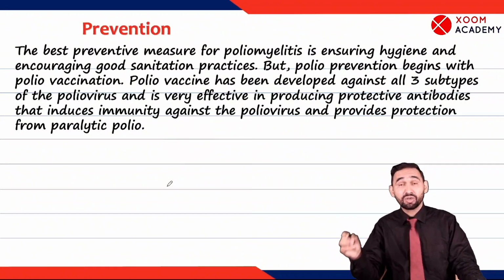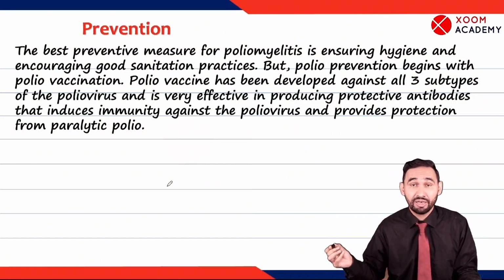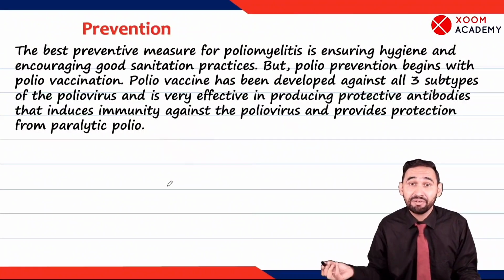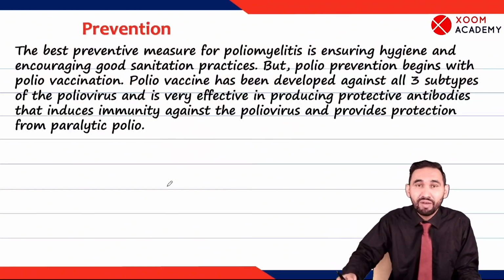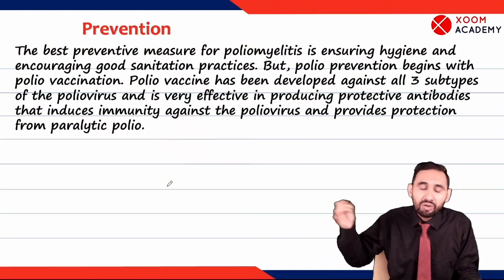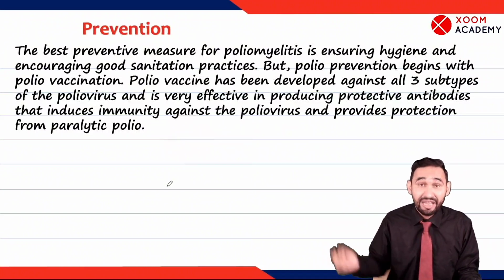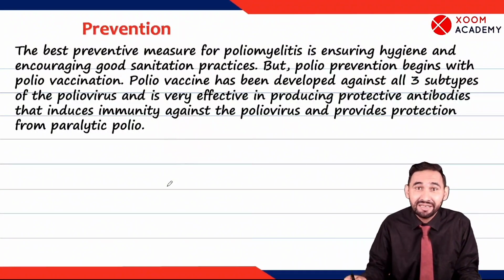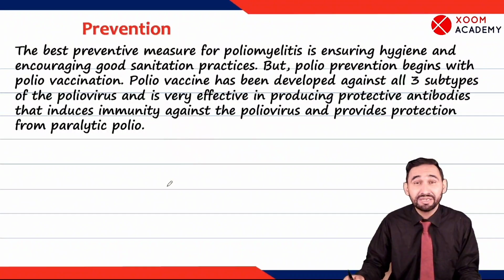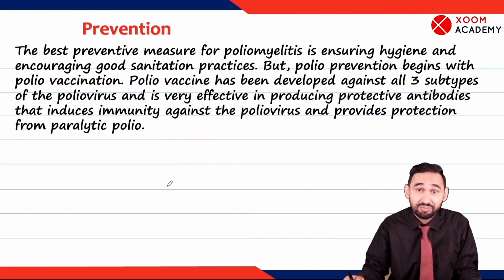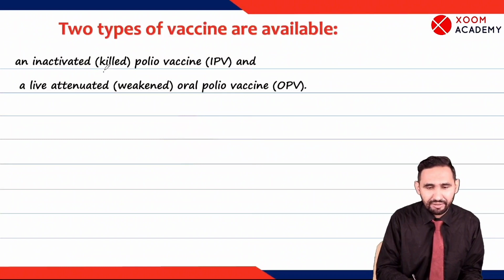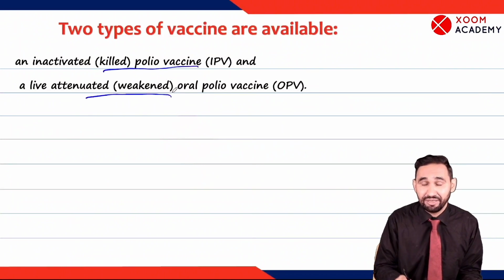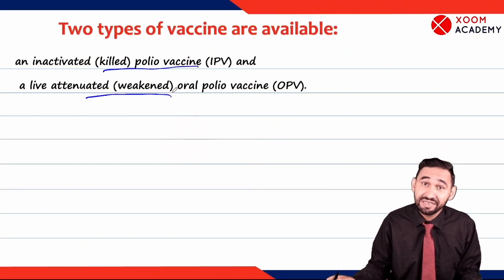But the best way to control polio is prevention. We can prevent polio by vaccination. Two types of vaccines are available: activated polio vaccine and inactivated polio vaccine. Both are given simultaneously nowadays. In Pakistan, both vaccines are added in the EPI schedule. Polio days are celebrated, so we are trying to reduce polio. We are trying to prevent polio by doing vaccination. There are two types of vaccines: killed vaccine and live vaccine.